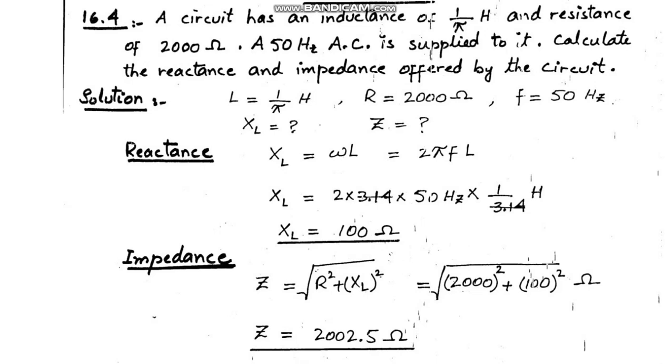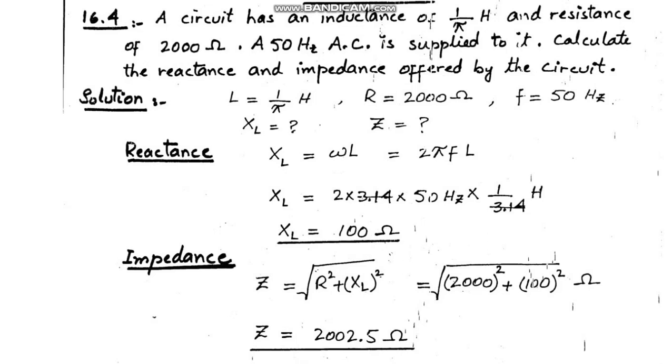So first we want to find reactance. Reactance formula: XL is equal to omega L. Omega is equal to 2 pi F. So we put the value in here: 2 multiply 3.14 multiply frequency, that is 50 Hz, multiply by inductor, that is 1 over 3.14 H. After multiplying, we get the answer, that is 100 ohm.